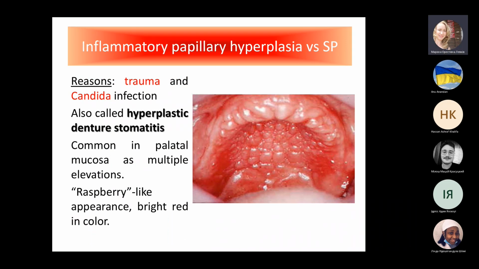Inflammatory papillary hyperplasia or denture stomatitis. Reasons: first of all, it is necessary to outline trauma and candida infection. It is common in palatal mucosa as multiple elevations, with a raspberry-like appearance, bright red in color. And in anamnesis, wearing of a prosthesis.